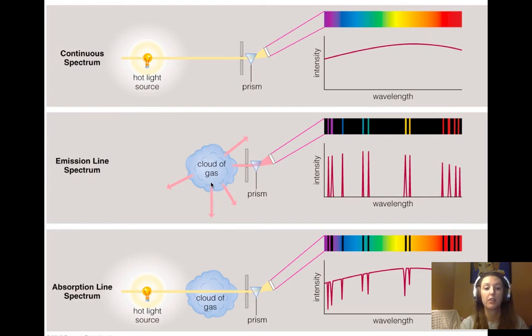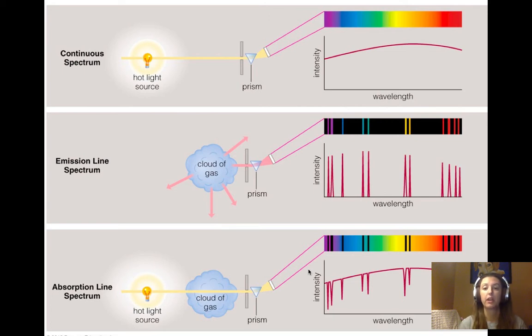So if that cloud of gas were by itself, it would be giving off that light. But because that cloud of gas is between us and some really hot source, we see that as missing light, because that cloud is actually absorbing those very particular wavelengths of light. And again, you've either learned more about this in your lecture class, or you will learn more about this in the lecture class. The thing that I want to focus on right now is that we can use the spectra to figure out what's inside of objects.